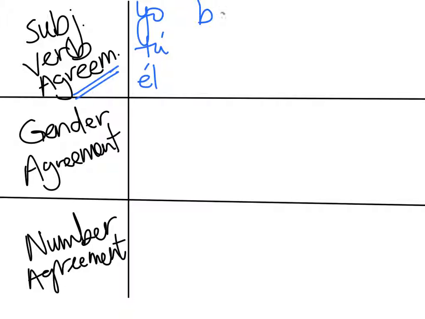So we have like yo, and then if we have the verb bailar, to dance, remember in order to use this verb, we must drop the AR ending and conjugate our verb. So for the yo form, it would be baila. For the tú form, it would be bailas. Ooh, let's go back to this one. This is not baila. This one's bailo. Yo bailo. And then él would be baila.